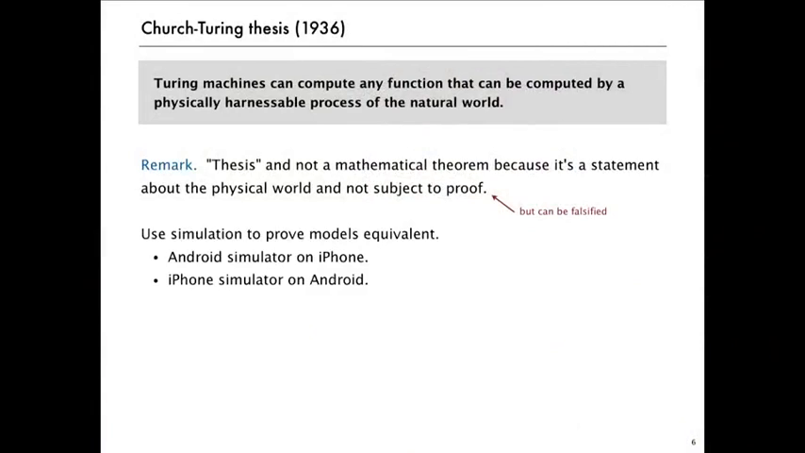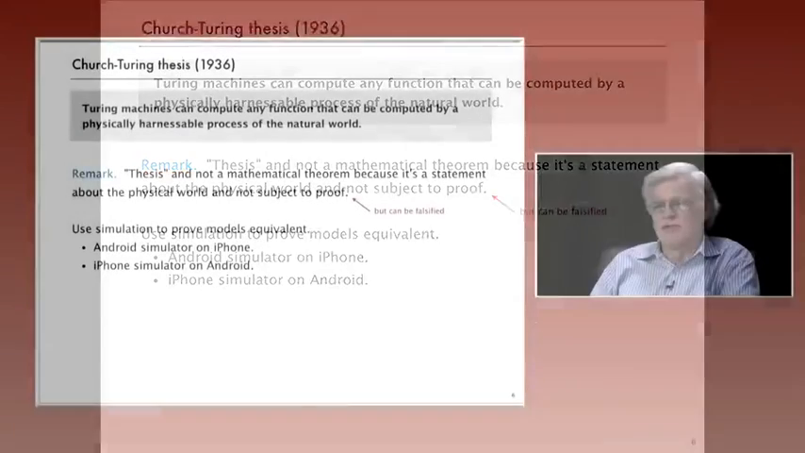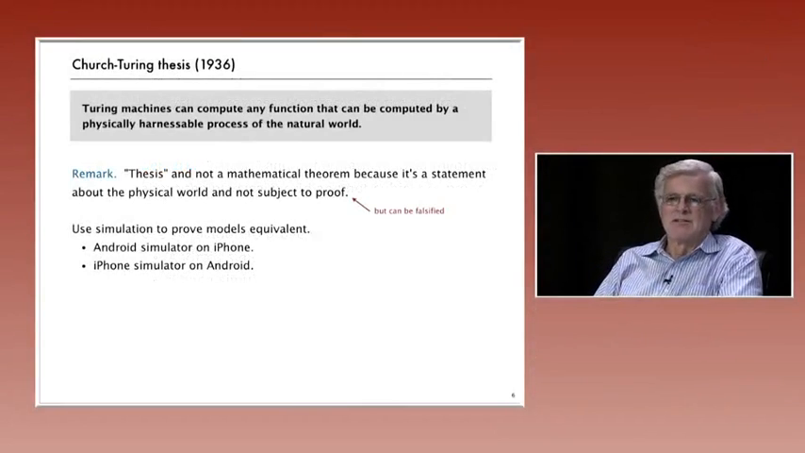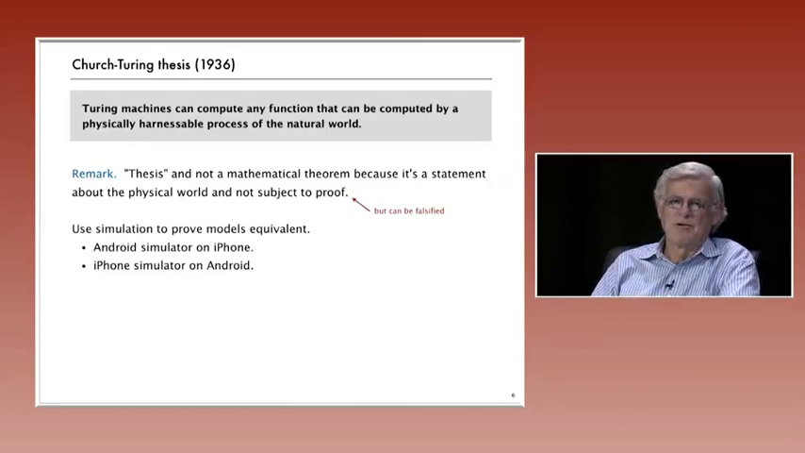And the whole idea behind this thesis and behind Turing's proof about abstract models of computation is that, and we've seen it many, many times, we can use simulation to prove models equivalent. So we wrote a Java program to simulate a discrete finite automaton. That means that Java is at least as powerful as that.